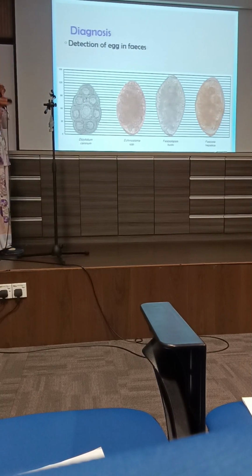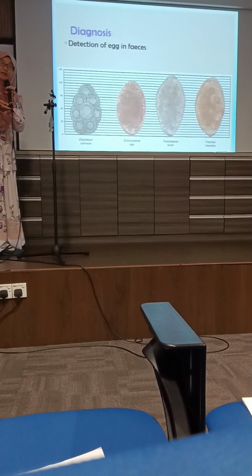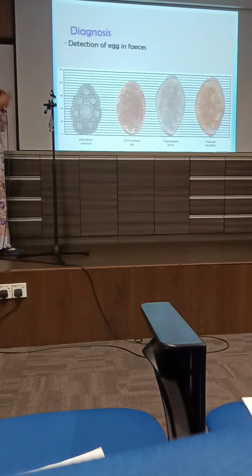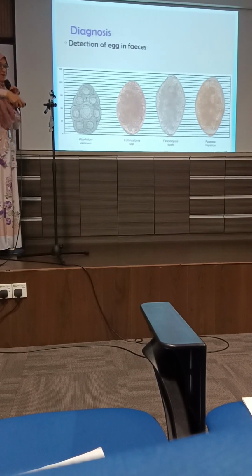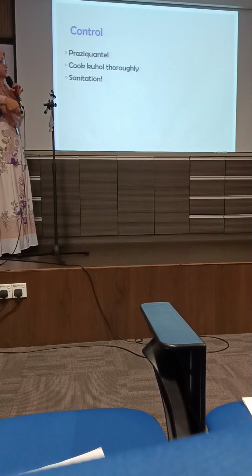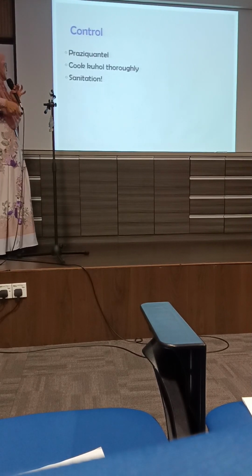So nak kenal sebenarnya you kena cari dia punya adult. How? Pandai-pandai you lah. Jolok tekak kan. Muntah nak keluarkan juga. Sebab you tengok adult je boleh kenal. Tengok dia punya egg memang susah sangat nak kenal.